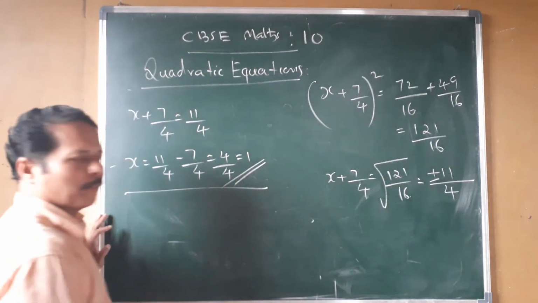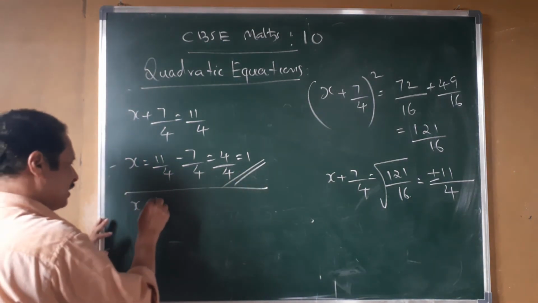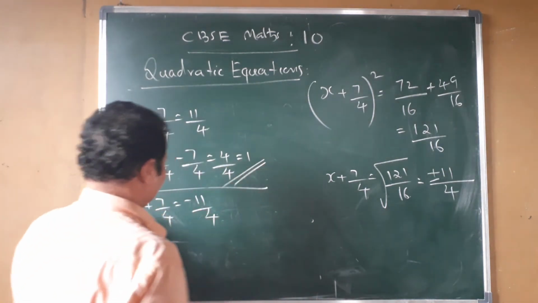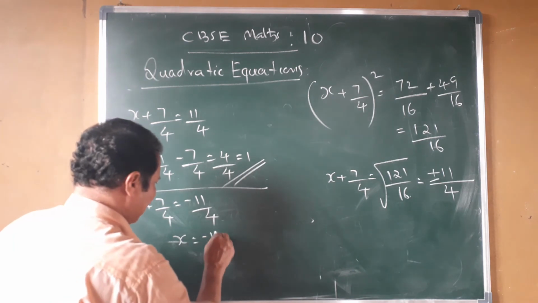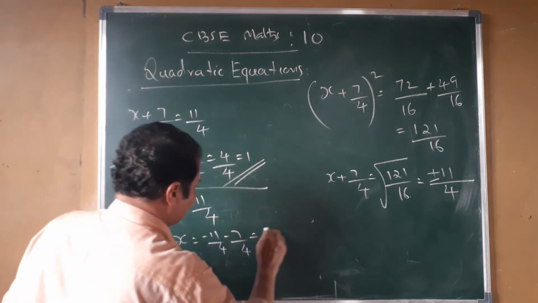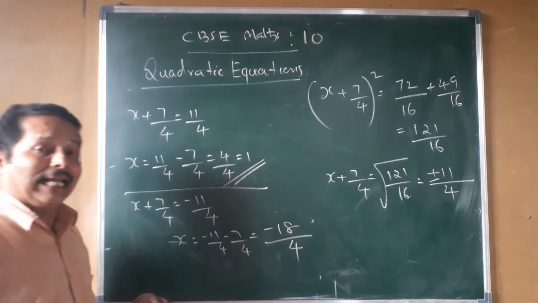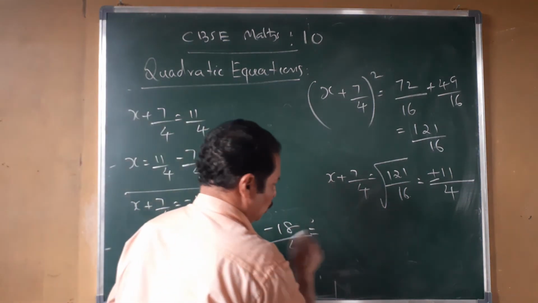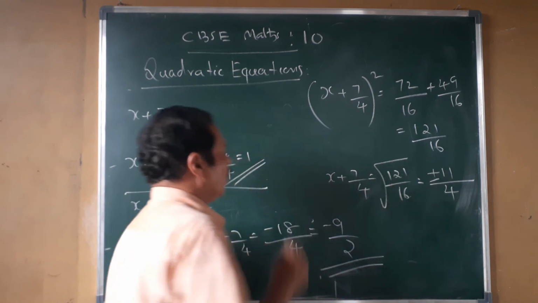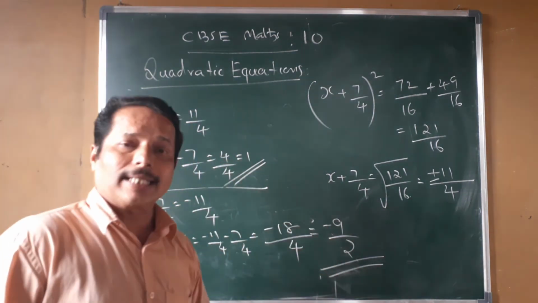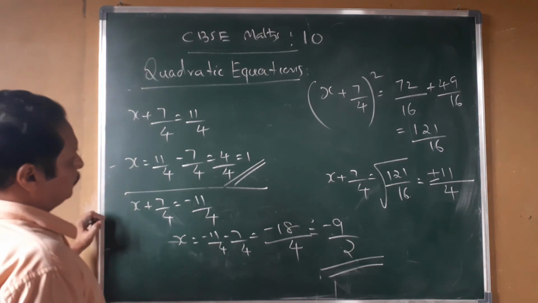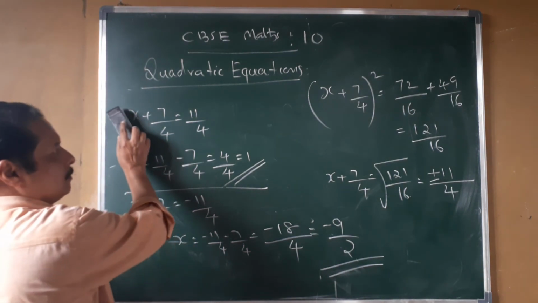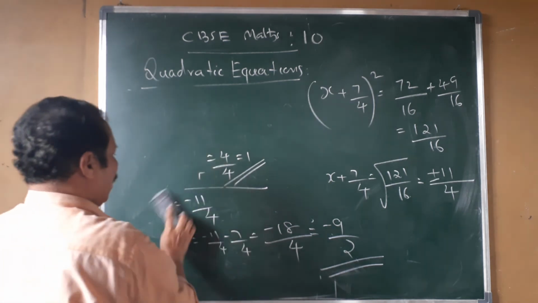Are you ready? Then the other answer: x plus 7 by 4 is negative 11 by 4. 7 by 4 transferred to that side, it is minus 11 by 4 minus 7 by 4, which is minus 18 divided by 4. See it? Divided by 2, you get minus 9 by 2. One of the answers is 1, the other answer is minus 9 by 2. Is it clear?